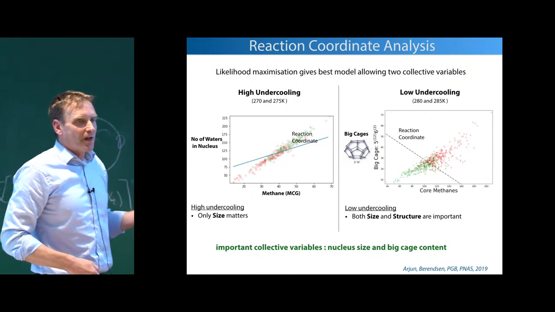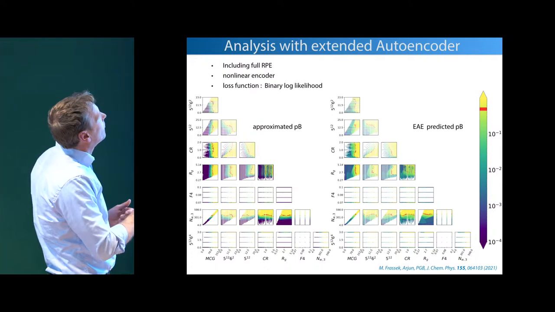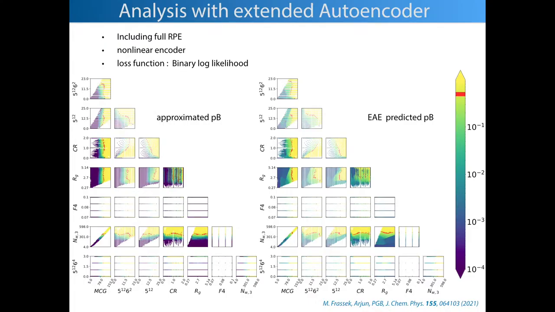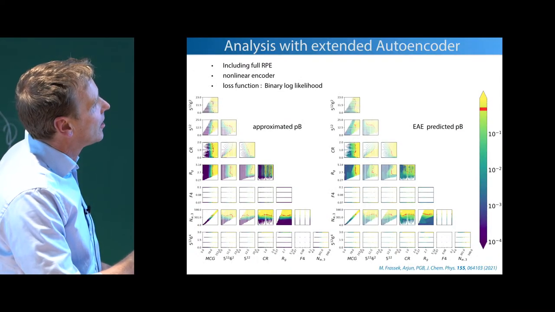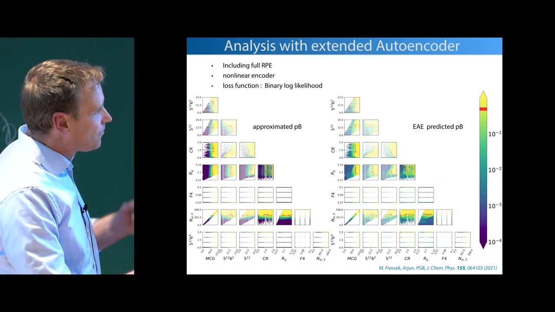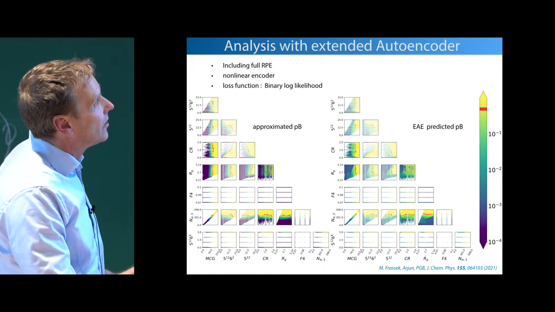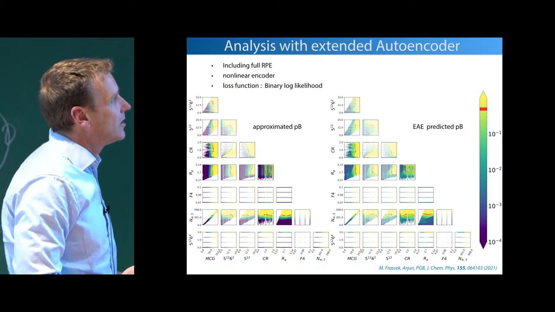Now, this was for the likelihood maximization. So how does the extended autoencoder work? We now use the full RPE, so we actually take all pathways that we have. We use a nonlinear encoder, and we use a log likelihood loss function. And here we see, for the most important reaction coordinates, the most important collective variables, all projections of the committer. And here is the predicted one. We see that these curves, these dividing surfaces, are pretty well reproduced.